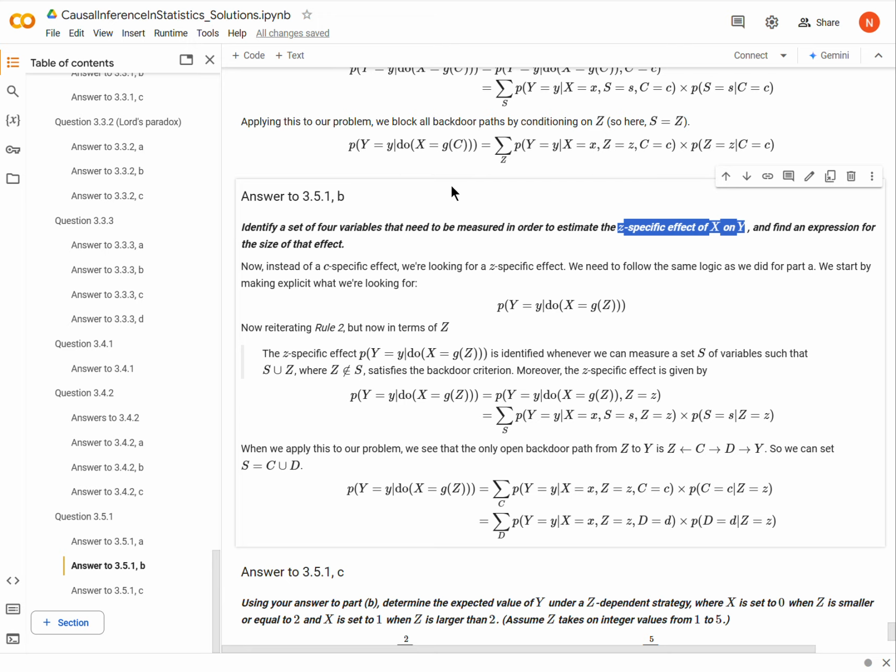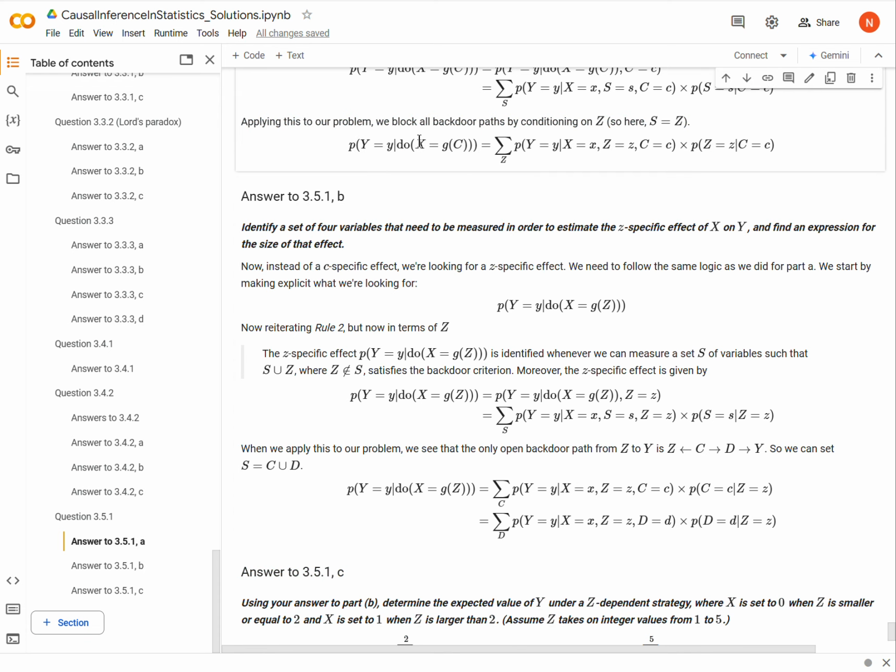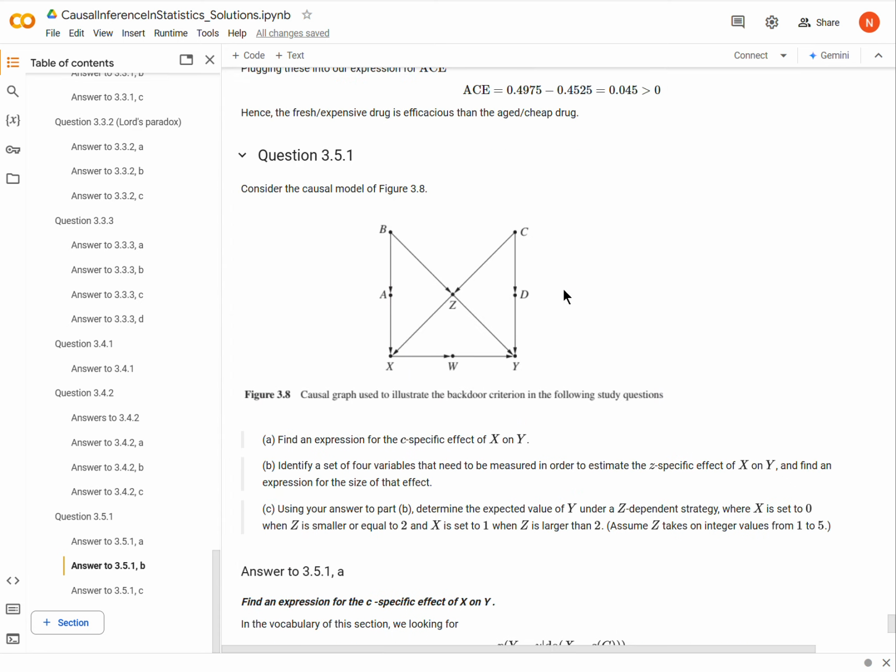And we need to find an expression for the size of that effect. Okay, so now our expression looks like this. Previously we found this expression where x was a function of c, and now it's just a function of z. So let's go through the same exercise of trying to block all of the backdoor paths from x to y.